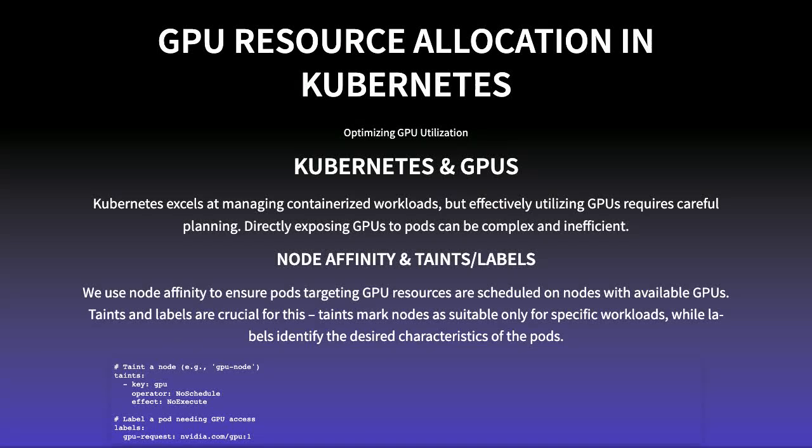Okay, let's talk about getting GPU running smoothly in Kubernetes. Kubernetes is fantastic at managing containers, but directly giving pod access to a GPU can be tricky. The key is careful planning around node affinity. We want to make sure that pods needing those powerful GPU are actually scheduled on nodes that have them. We used hints and labels to help identify which nodes have GPU and what kinds of workloads they're suited for.